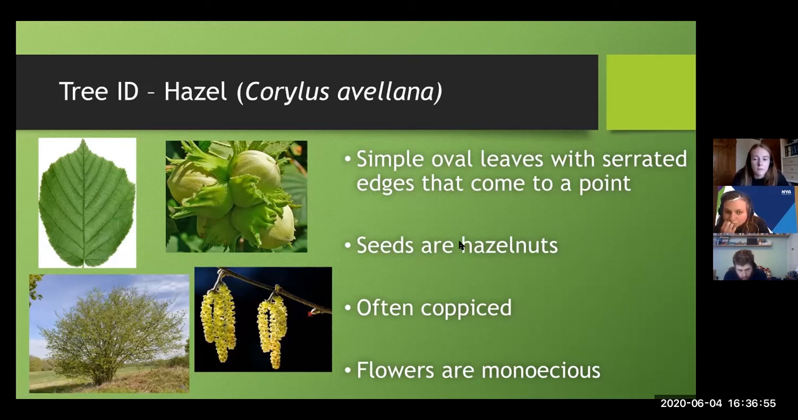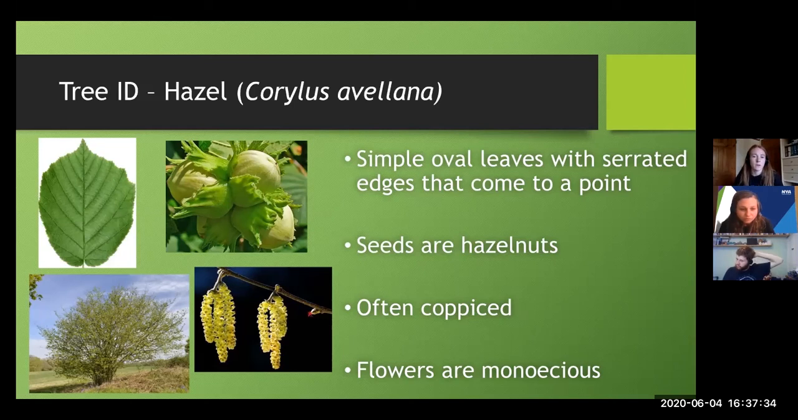Flowers are monoecious. So here's a really good example. This catkin here, which is the male flower, in hazel is called lamb's tail. That's the male flower. And then this tiny little red thing here, that's the female flower. But it is worth saying that in general, on monoecious trees, they can't pollinate themselves, so it has to be another tree, and they'll have ways of stopping self-pollination.